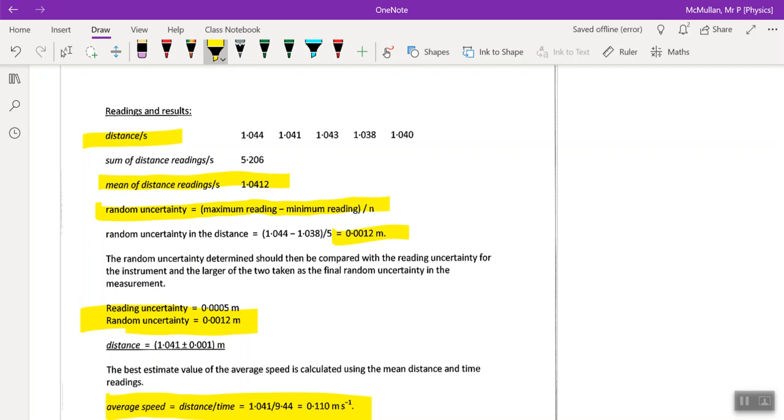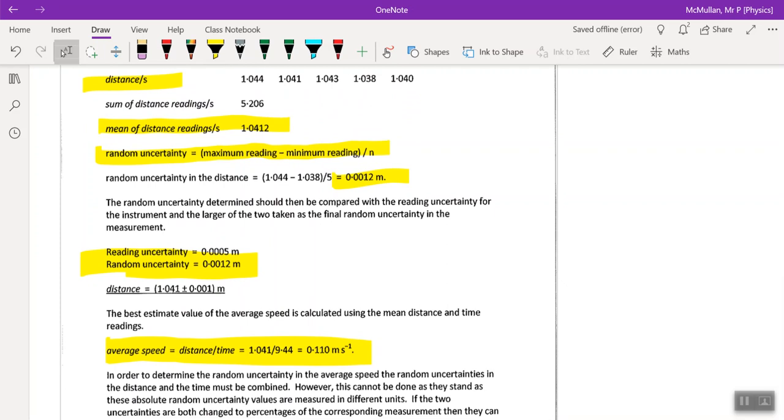If you have a look, we can see we've displayed the reading uncertainty. That was taken from the fact they looked at the ruler, the random uncertainty taken from our formula, and we have chosen to go with the 1.041 plus or minus 0.001 meters. Okay, we have rounded this value here.